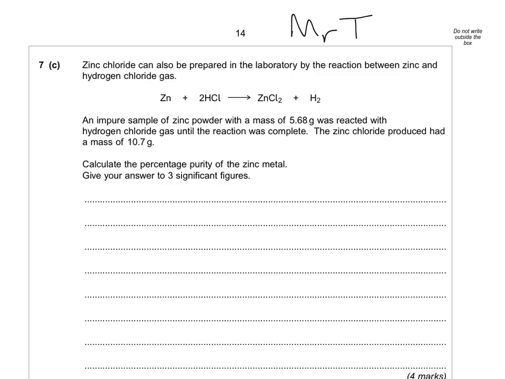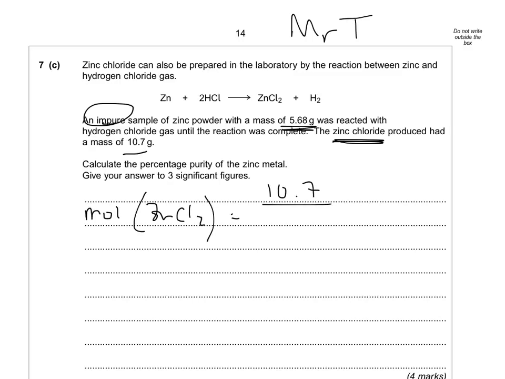Because this zinc powder was impure, you can't work out moles using this number here. There's other things in it that contribute to that mass, so we don't know what to divide by in terms of the MR. But we do know that this zinc chloride is pure, and it has a mass of 10.7. So that's what you're going to work out first, your moles of zinc chloride. That equals 10.7 divided by the MR of zinc chloride, which is 136.4. That gives you 0.0784. Then, that's in moles, then ratio.